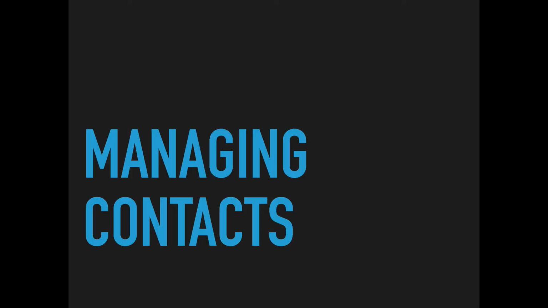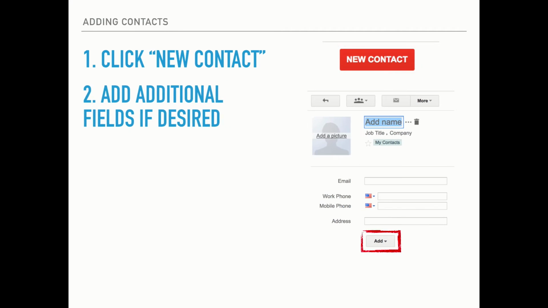And now, how do we manage these contacts? How do we add? How do we remove? How do we edit? How do we label? How do we do things with our contacts? That's what we're going to cover real quick. In order to add a contact, very simple. Click New Contact. And then fill out the information. You can add all kinds of additional fields down at the bottom if you want, but they are not required.